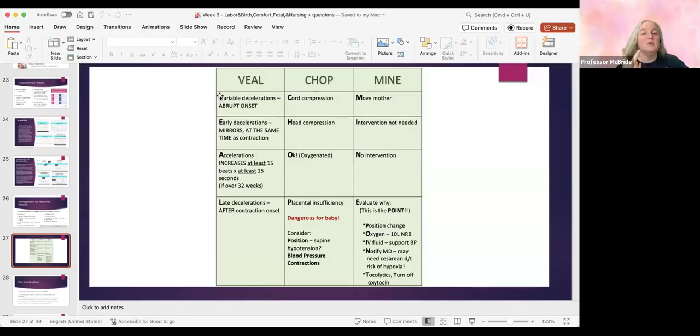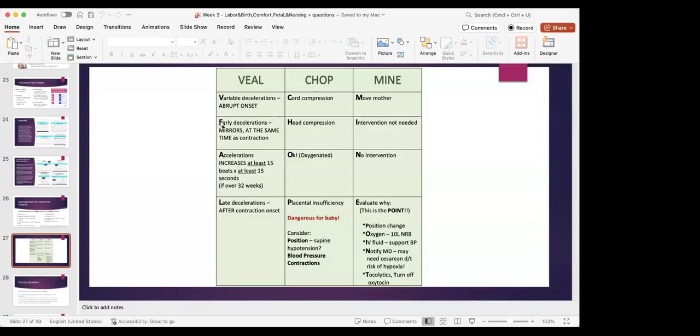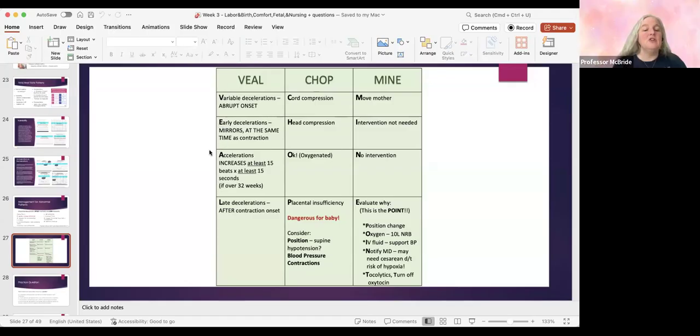V stands for a variable. So we're looking at these different letters that stand for different things happening with the heart rate. E stands for early deceleration. Then A for VEAL CHOP stands for accelerations, which is the opposite. That's actually when the heart rate increases, which is really good.